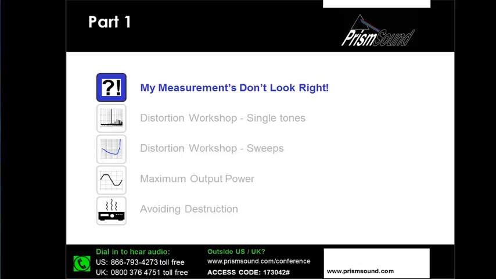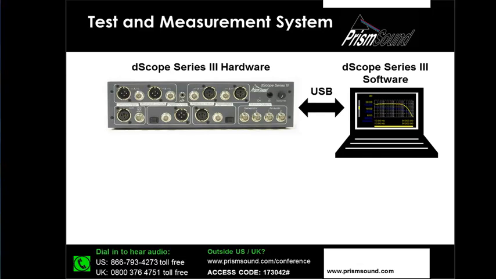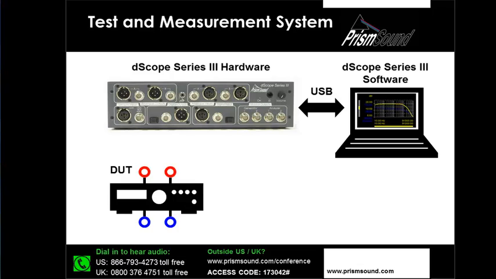My measurements don't look right. So let me first introduce you to the test and measurement system that we will be using here today. And I know some of you are using this system already, others of you may be less familiar. This is one of the systems in the Prism Sound range called the D-Scope Series 3. This particular solution has analog outputs, analog inputs, digital outputs and digital inputs, and it's one of the options that we provide as part of our range.